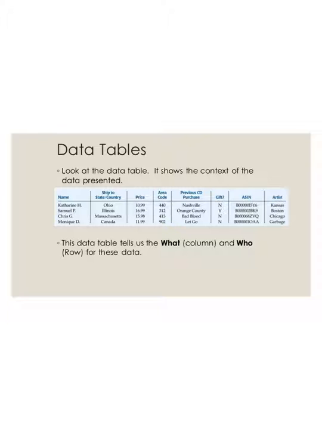A data table is a way to show organized data. Notice that it tells us what's in the columns, so we're collecting names, where we're shipping to, the price, an area code, previous purchased, is it a gift, an ID number, and whatever artist. And the who is who we gathered the data from, is the rows. So notice we have Catherine's data, Sam's data, Chris's, and Monique's.